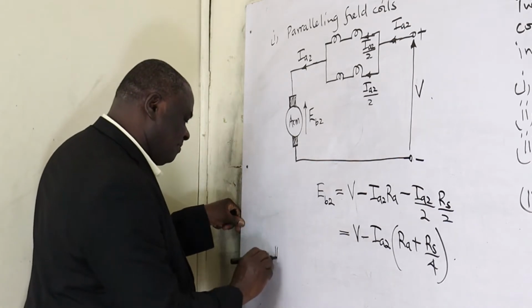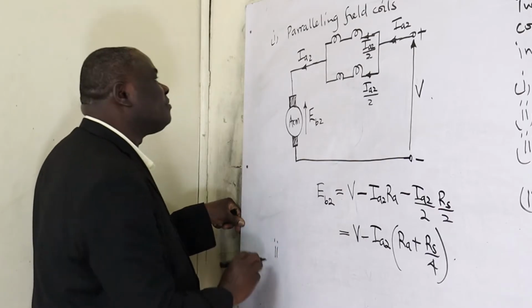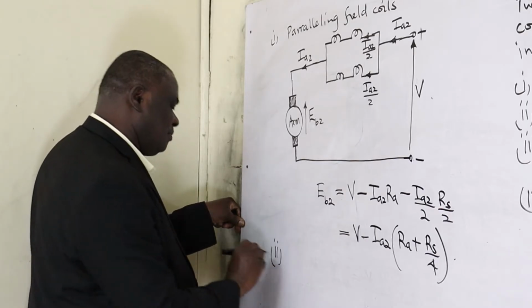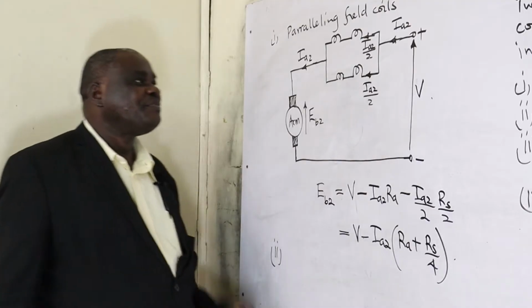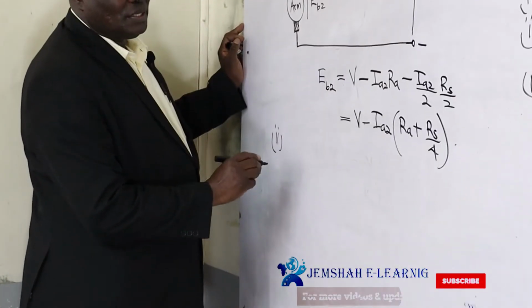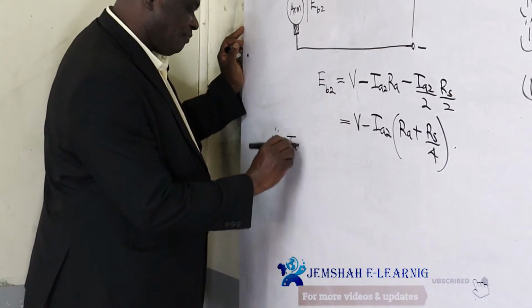So we go to Roman 2, tapped field coils.